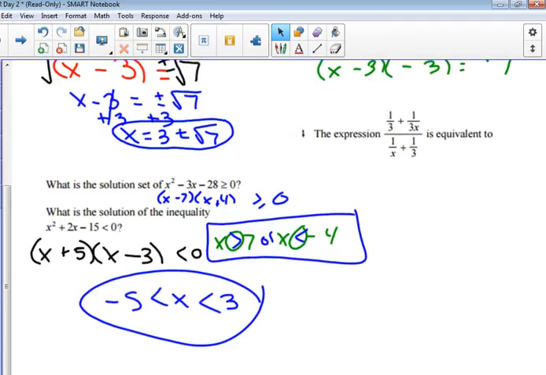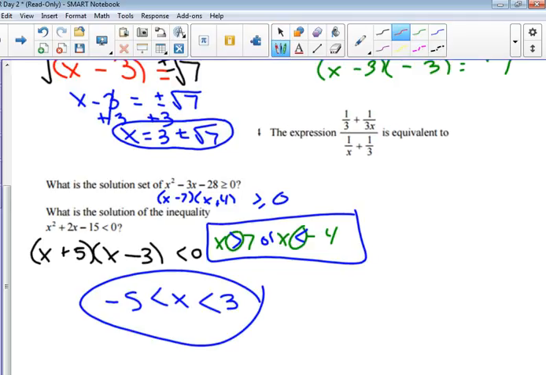Let's see, here's another good one. Alright, so we have a complex fraction. Any ideas where we need to start this? Common denominators, good job. Make sure you get common denominators in one single fraction first before we do all of our copy, change, flips.